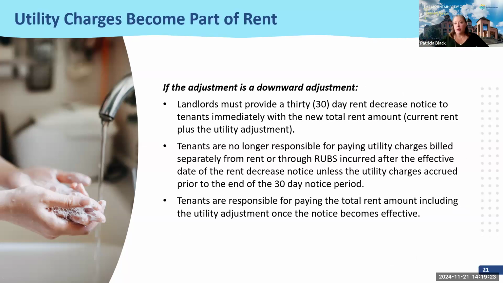So if the adjustment's a downward adjustment, you as the property owner must provide a 30-day rent decrease notice to the tenants immediately with the new total rent amount, current rent plus the utility adjustment. Tenants are no longer responsible for paying utility charges billed separately from rent or through RUBS incurred after the effective date of the rent decrease notice, unless the utility charges accrued prior to the end of the 30-day notice period. And then finally, tenants are responsible for paying the total rent amount, including the utility adjustment, once the notice becomes effective. They also will still need to pay their sub-metered utilities.